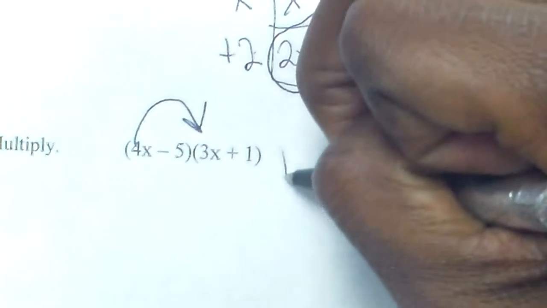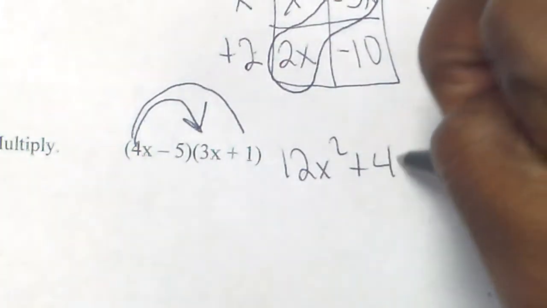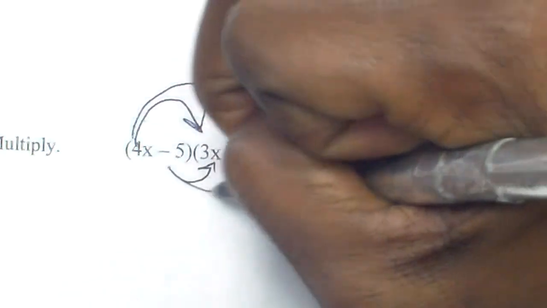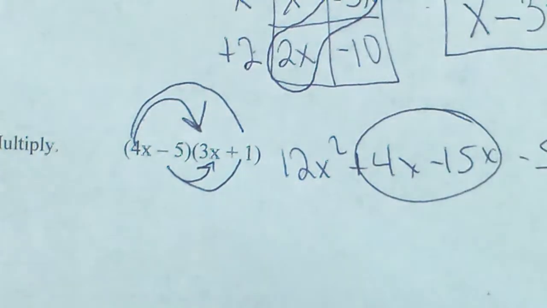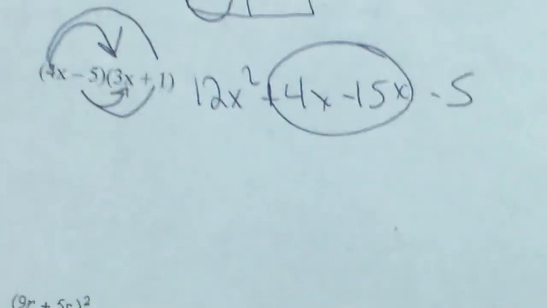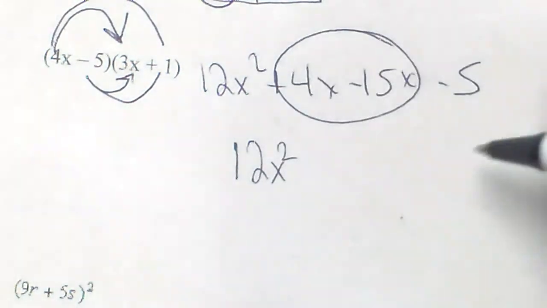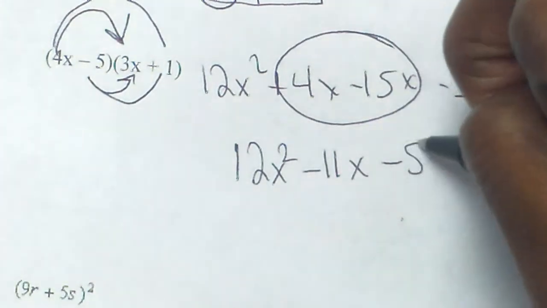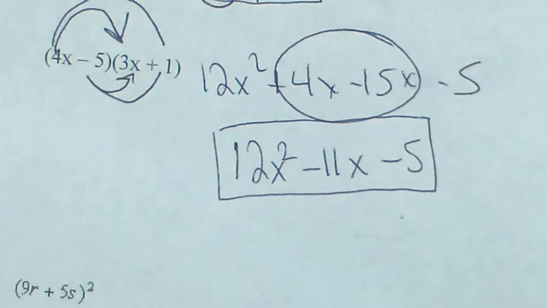4x times 3x is 12x squared. 4 times that is 4x. Negative 5 times that, you should have got negative 15x. Negative 5 times 1 is negative 5. Combining like terms, scoot that down a little bit. And your final answer should be 12x squared minus 11x minus 5. Everybody got that?